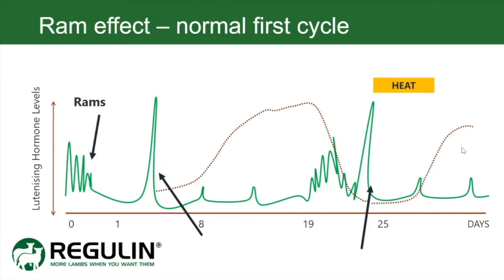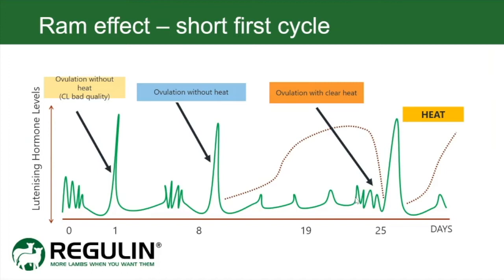progesterone event. Progesterone builds up, builds up, builds up. Goes through a cycle, drops away, big peak, heat occurs. So if this was an AI event, this is the CIDR in and this is the CIDR out. Okay? Now, a short cycle is where there is an ovulation without heat.